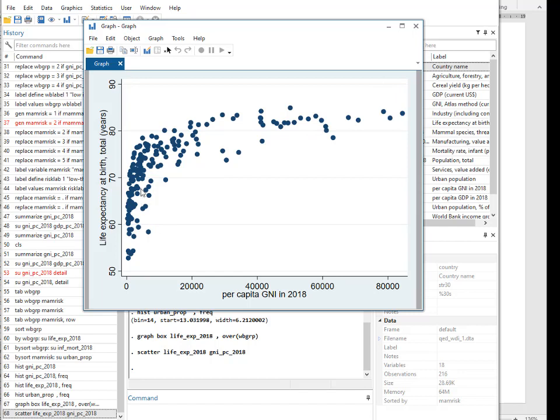Okay, so you can see a pretty clear positive relationship, though not linear, not a straight relationship, but a pretty clear curved relationship here, positive. So on average, richer countries pretty clearly have higher life expectancy, as you'd expect.